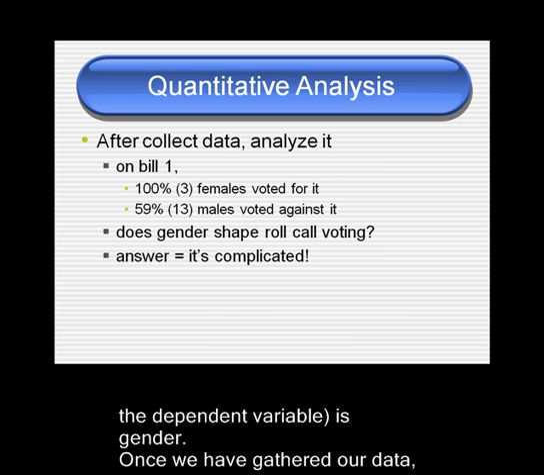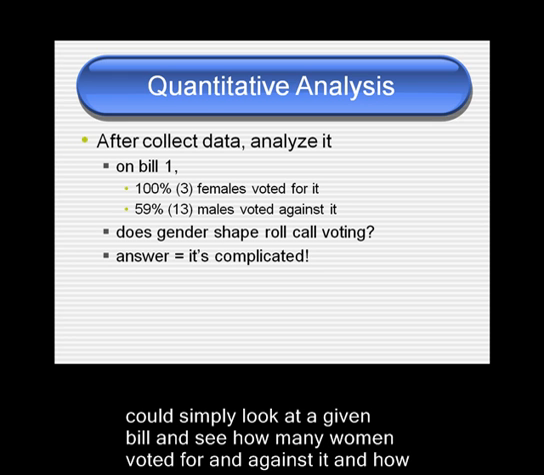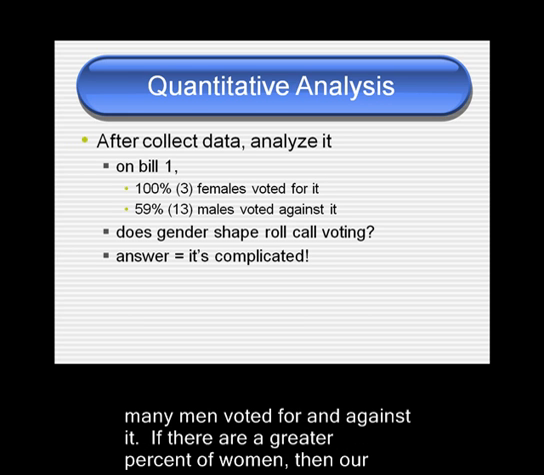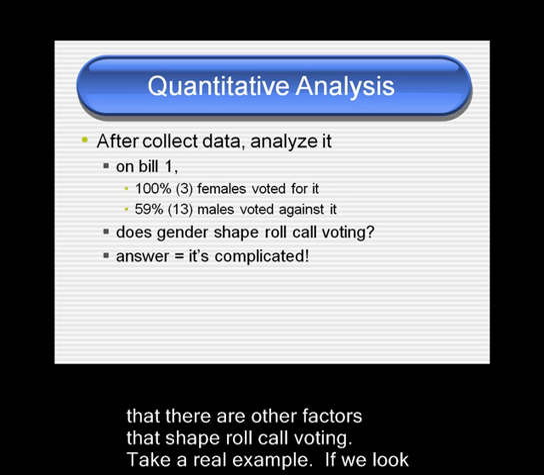Once we have gathered our data, we can then analyze it. At first, this may seem fairly straightforward. After all, we could simply look at a given bill and see how many women voted for and against it, and how many men voted for and against it. If there are a greater percent of women, then our hypothesis would be supported, right? Well, not exactly. The difficulty here lies in the fact that there are other factors that shape roll call voting.